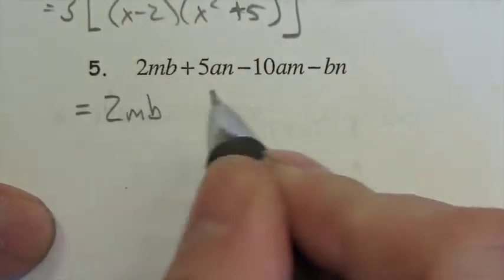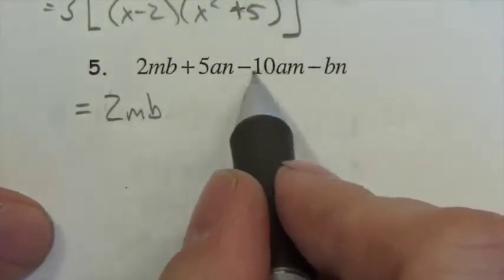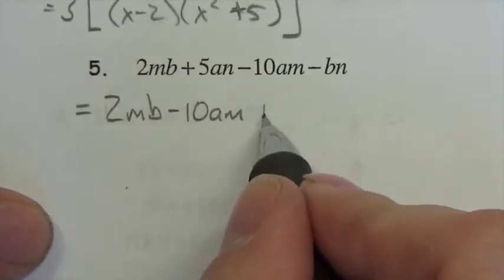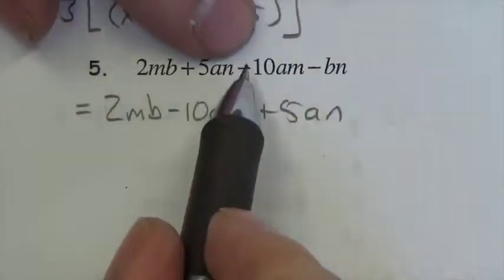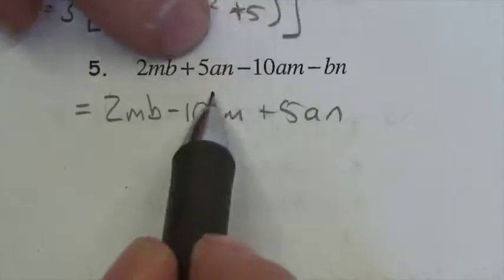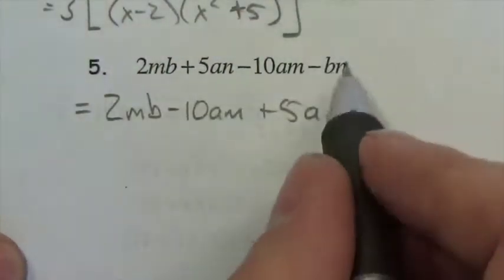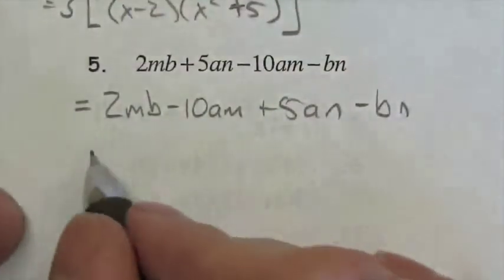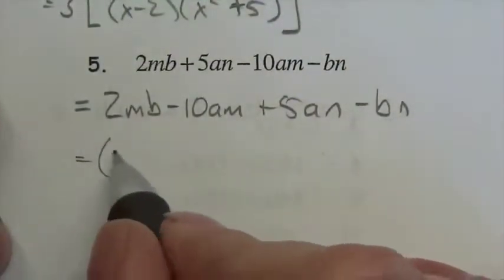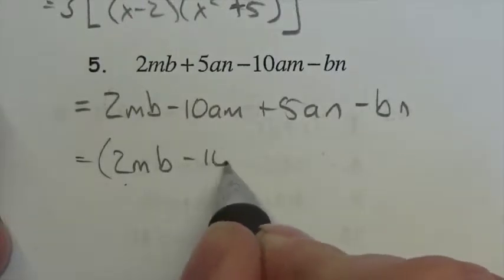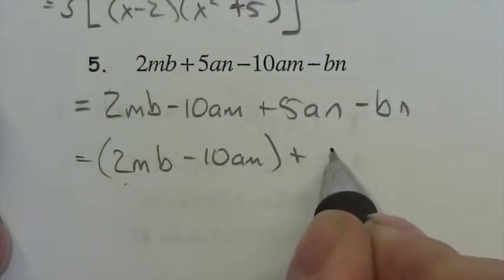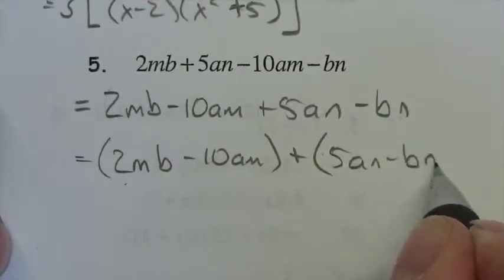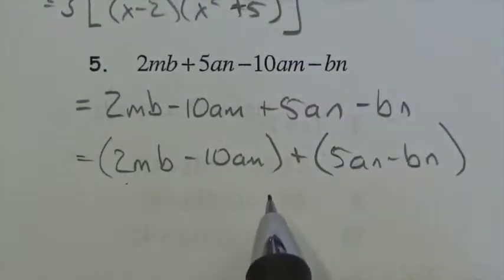If I swap those middle terms around, bring that negative 10am in, bring that 5an over, and bear in mind that wherever I move that 10am, I'm going to move the negative in front of it. I've got this negative bn at the end here, and I'm going to leave that. Now, if I group together the first two terms, big old plus sign in between, group together the last two terms, now I do have something in each of these that I can factor out.